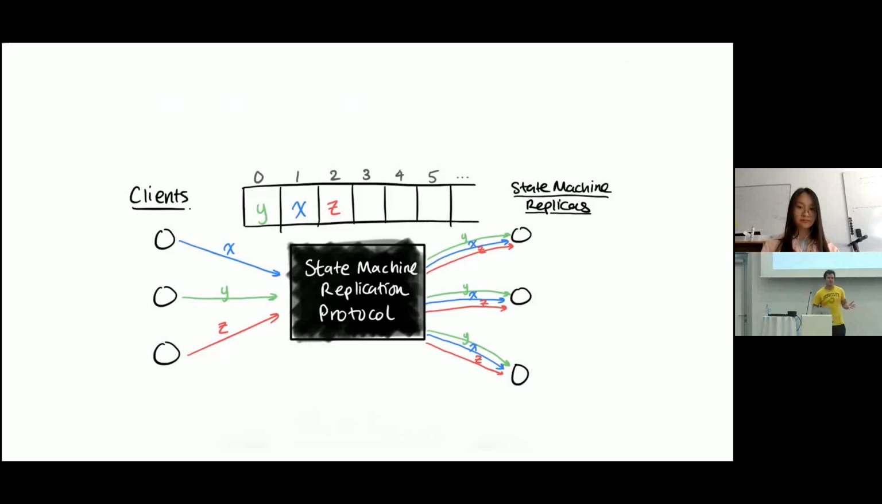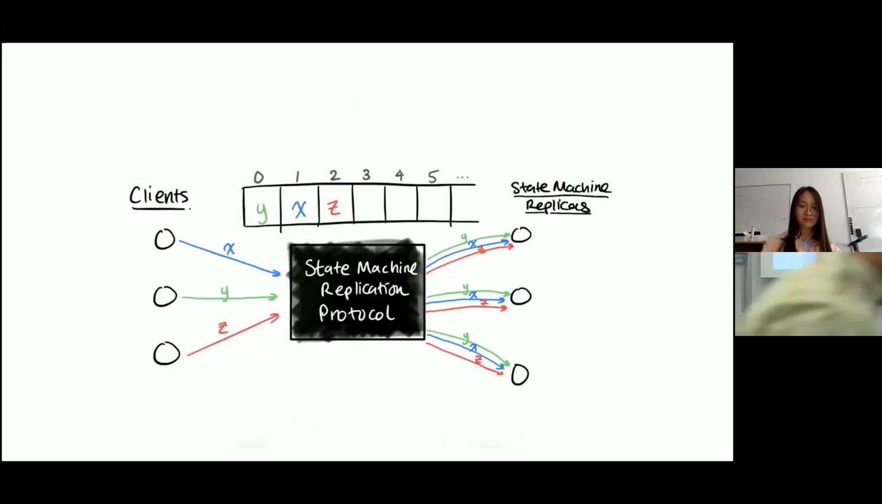We have clients and they propose state machine commands to be executed. If our state machine is a key value store, for example, then these commands would be things like gets and sets. If our state machine is a database, these would be queries and updates, things like that. The clients propose the commands to the state machine replication protocol, and the protocol totally orders all of these commands into some log. Here we've ordered the commands y, then x, then z.